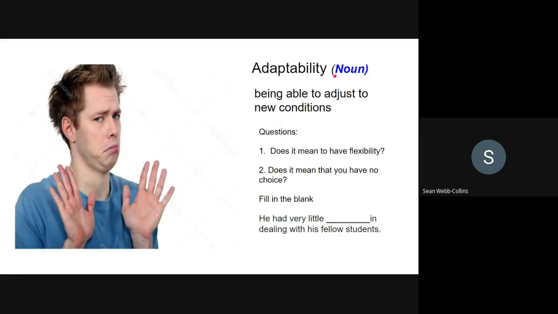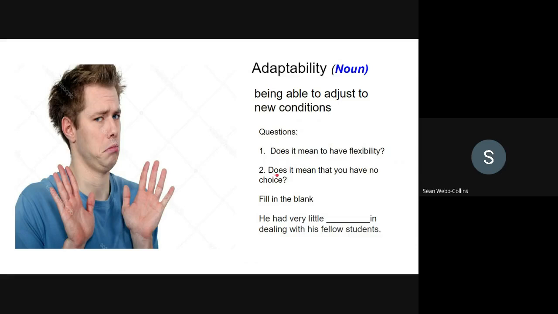Adaptability. Noun, being able to adjust to new conditions. Number 1. Does it mean to have flexibility? Well, if you're able to adjust to new conditions, that means yes, it means you are flexible. If you're adaptable, you're able to adapt to new conditions. You're flexible.